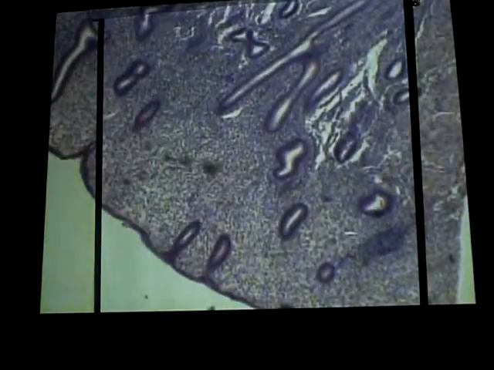So within the proliferative stage, this is right after menstruation. Pretty much the endometrium is starting to rebuild itself. You have these glands. You can see they're not very active. They tend to be very straight for the most part. So these are uterine glands.